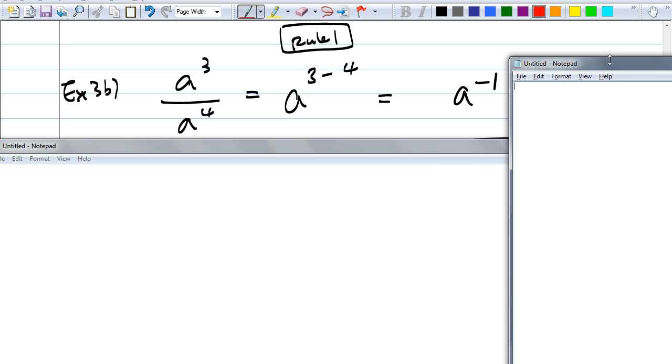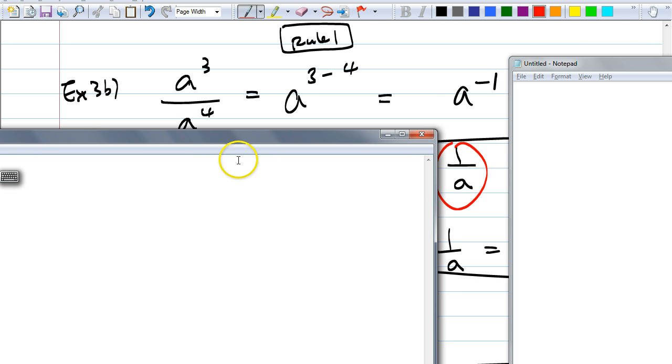By the way, do you guys remember what I told you about exponents being negative? Is this simplified? We can't. Well, you could have it, but it's not simplified. So how do I make it so that this becomes positive? It turns out the answer is 1 over a.